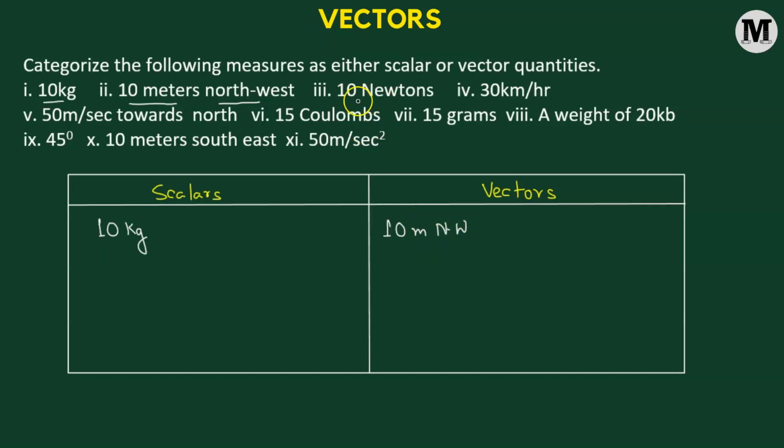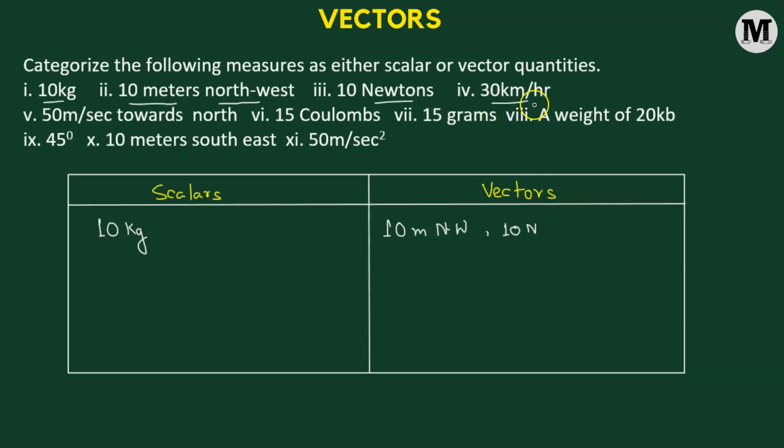Then in the third one, here we have 10 newtons. Now we know the newton is a unit of force. And force is a vector quantity because force has a magnitude, which is given by the 10 units in this particular example, and it has got a direction. The direction is not specified here, but of course, whenever we have force defined, the direction is an integral part of it. So 10 newtons is going to be a vector quantity.